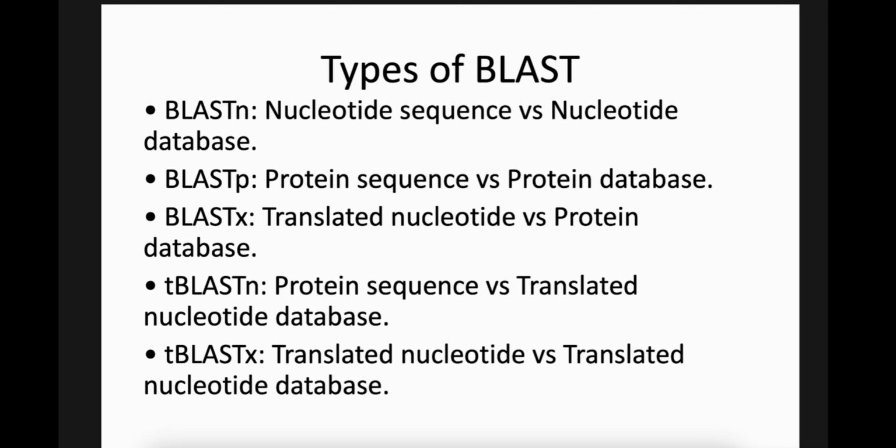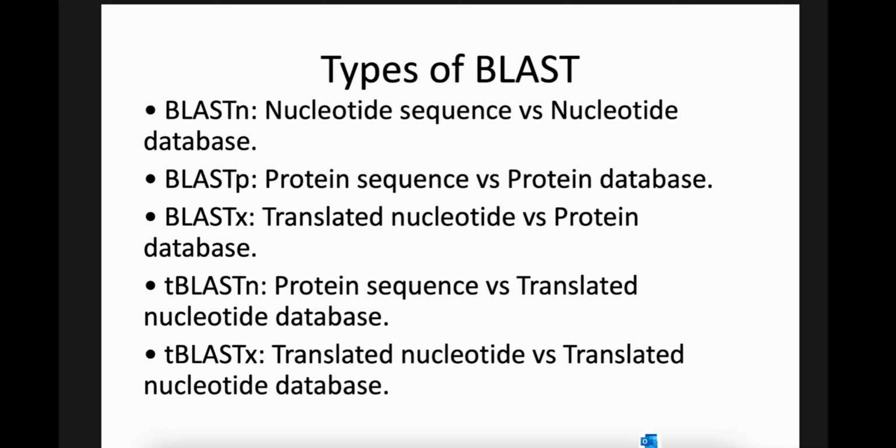Let's move on to types of BLAST. BLAST comes in different types, each designed for specific types of sequence comparison. BLASTN compares nucleotide sequence against nucleotide database. BLASTP is used for protein sequence against protein database. BLASTX translates nucleotide sequence into protein and searches against protein database.